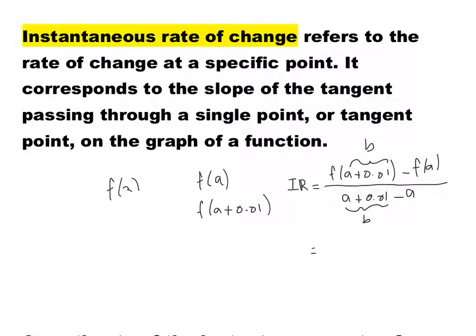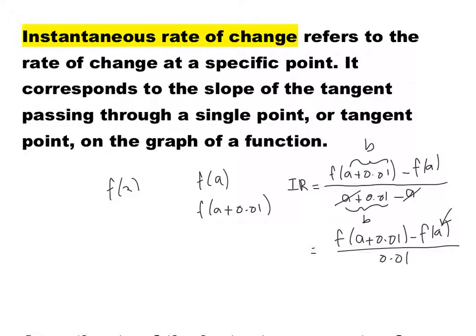Now, if I simplify this one, I get f of a plus 0.01 minus f of a, over, this is going to cross out with this a, so you get 0.01. This is going to give us the instantaneous rate of change of the function at point a using the formula.